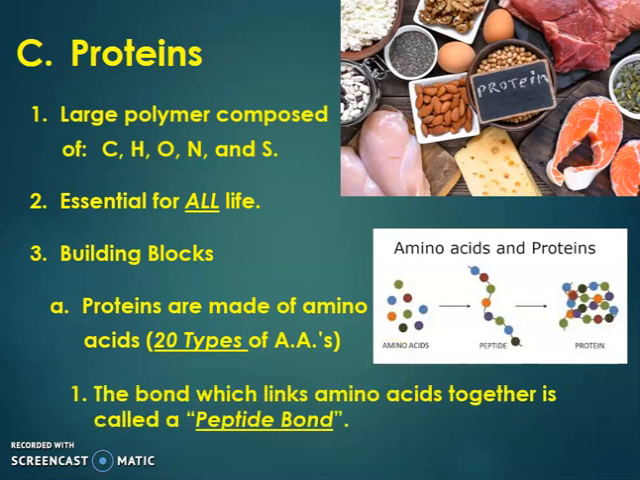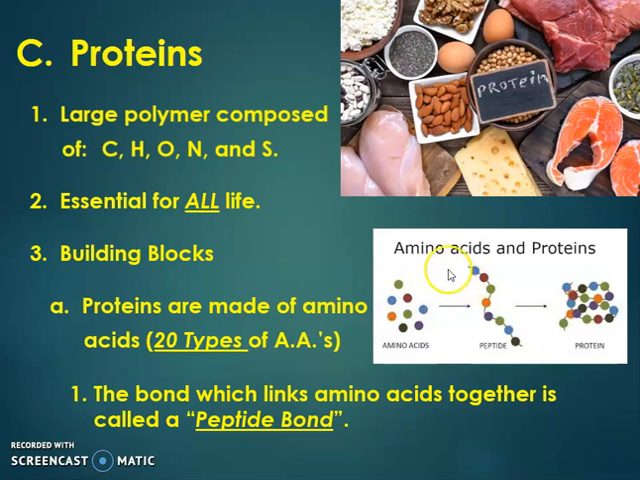The bond that's going to link amino acids together, right, so right here you can see these little lines connecting to different colored balls. That is going to be a covalent bond, but the specific name that we're going to use is a peptide bond. So as soon as you have 3 amino acids linked together, you have what's called a polypeptide, just like we had a polysaccharide for carbohydrates.